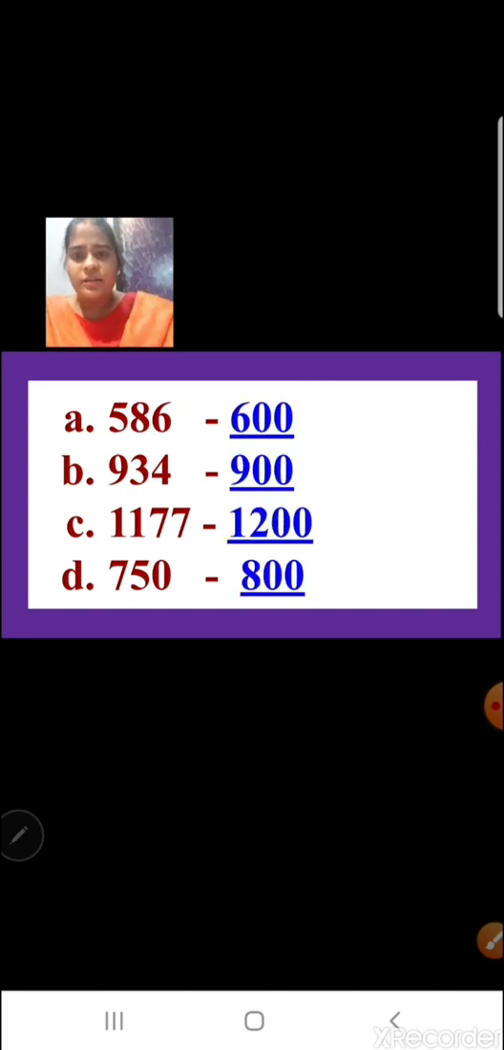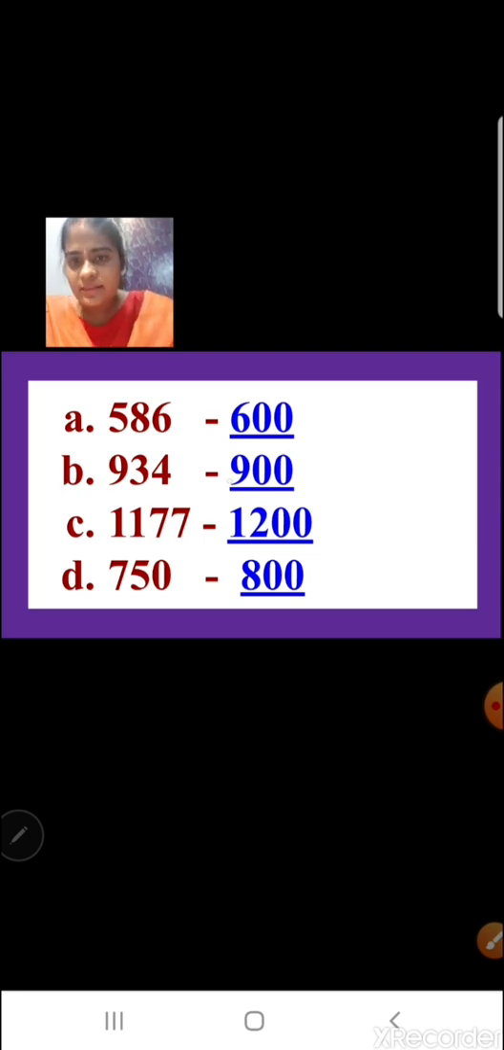The answers are, the first, A. We have to round off to the nearest hundreds place. So we have to focus on tens place. Ones place will become 0. Tens place also will become 0. The number 5 in the hundreds place will change because number 8 is there in which place? Tens place. So the answer is 600.